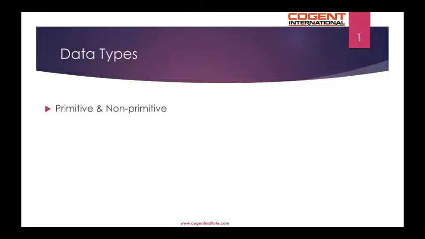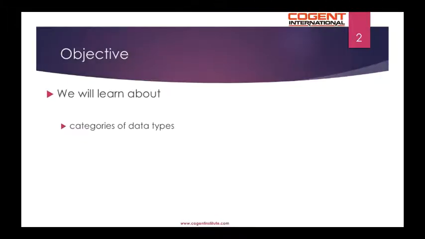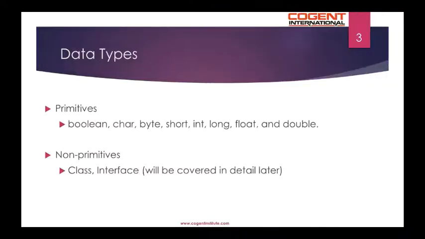In this module, we will look at data types in Java. The objective is to learn about the categories of data types and understand the primitive data types in detail. Data types in Java can be characterized into primitives and non-primitives. Primitives are Boolean, char, byte, short, int, long, float, and double, while non-primitives like class and interface will be covered in detail later.